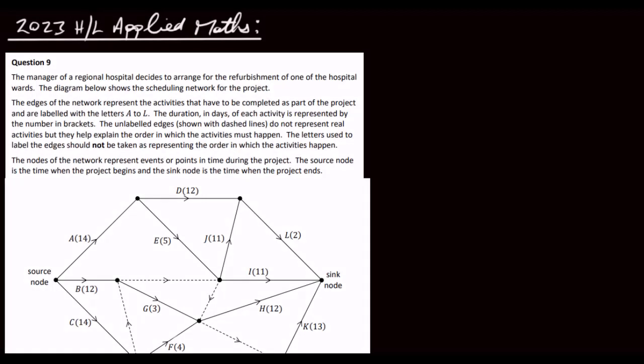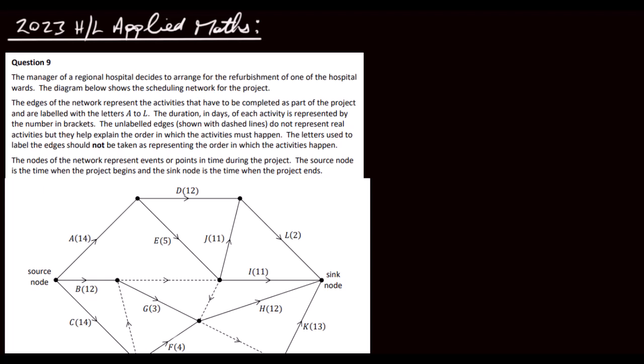Okay, so this is the 2023 Higher Level Applied Maths Leaving Cert paper question 9. The manager of a regional hospital decides to arrange for the refurbishment of one of the hospital wards. The diagram below shows the scheduling network for the project.